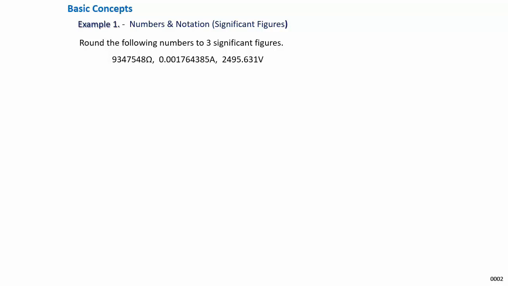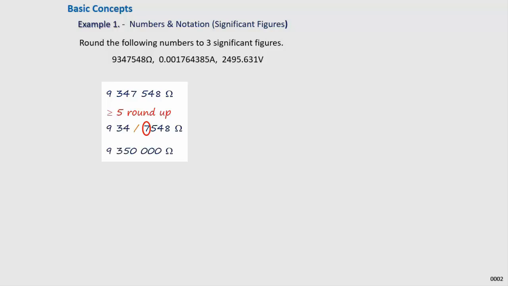Round the following numbers to 3 significant figures. Taking the first number, we look at the first 3 digits, 9, 3, 4, and then look at the 4th digit. It's a 7. This is greater than 5, so we round up the 3rd digit, and the 4 becomes a 5. The rest of the numbers after the 3rd digit and to the left of the decimal point are replaced by zeros.